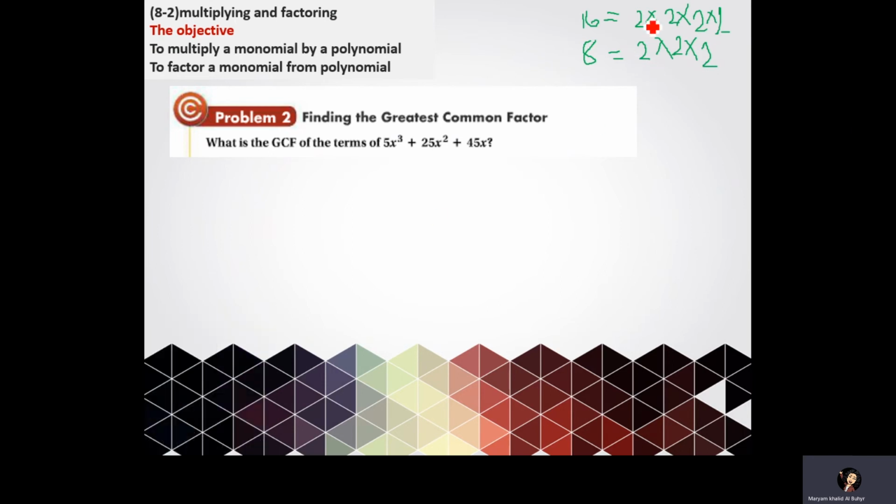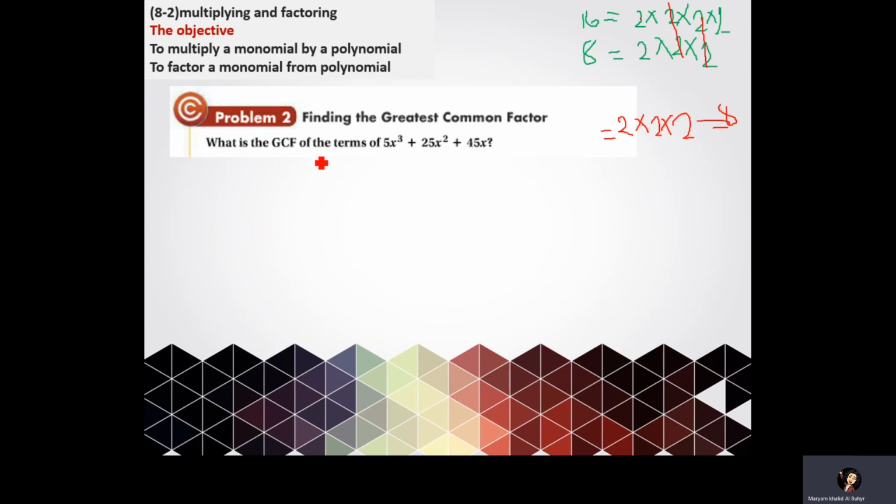I'm going to take the repeating numbers only. So I'm going to take 2 and 2. So the greatest common factor is 2 times 2 times 2, which is finally 8. So this is the greatest common factor.